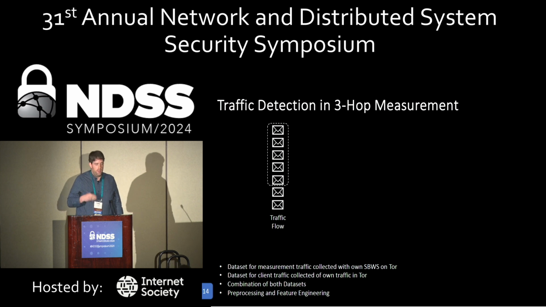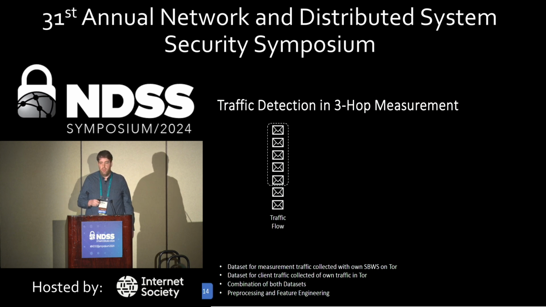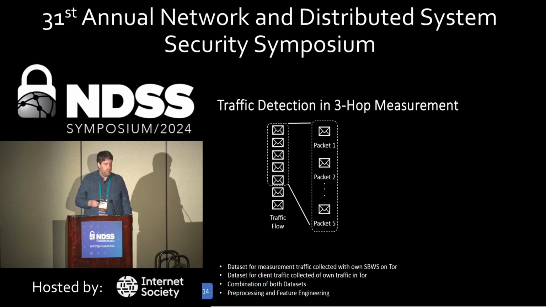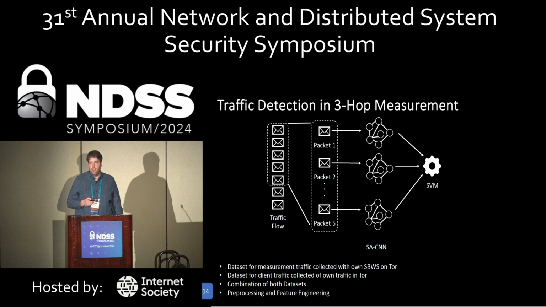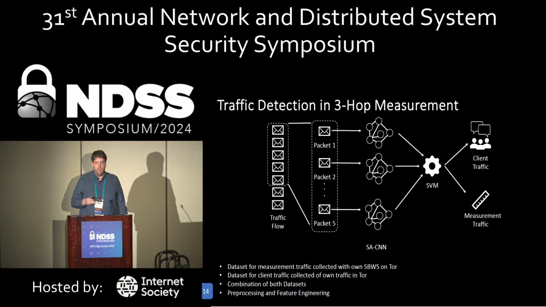And we collected, similar to the previous speaker, our own data from the real Tor network, combining measurement and client traffic in a data set and pre-processing it by excluding timings and IPs and such. For the detection itself, we focused on a 5-packet window. Each of those packets is then classified by a neural network, and the results of the classification are combined by a state vector machine into the actual differentiation between client traffic and measurement traffic.